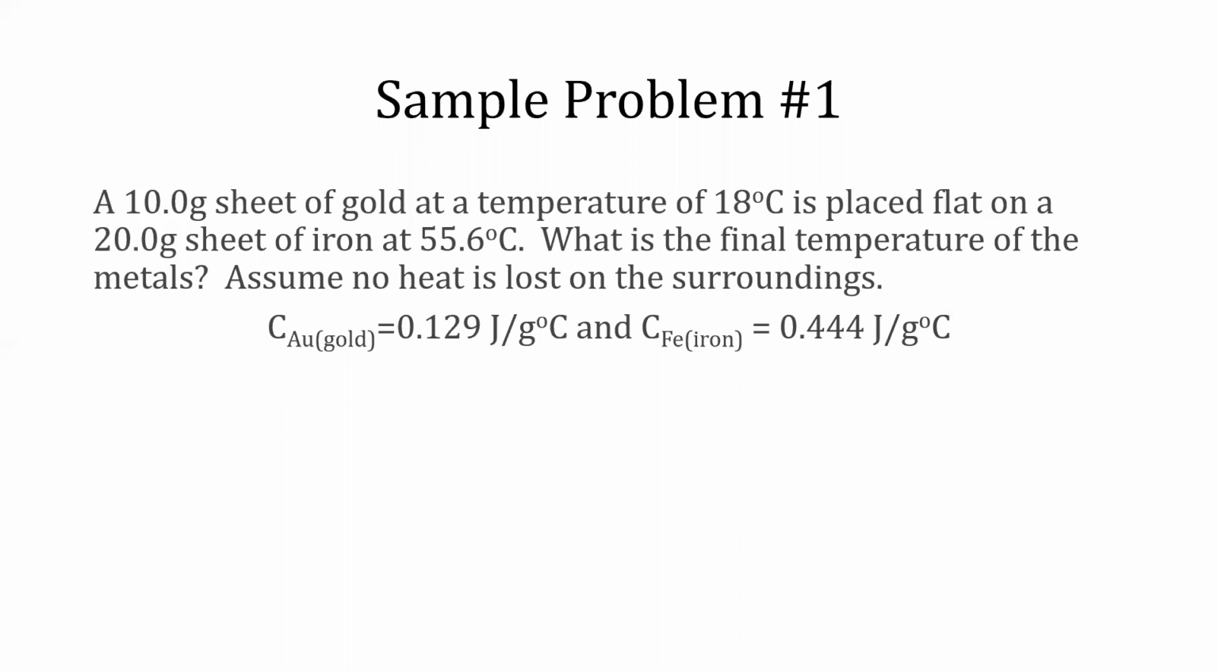Sample problem 1: a 10-gram sheet of gold at a temperature of 18 C is placed flat on a 20-gram sheet of iron at 55.6 C. What is the final temperature of the metals? Assume no heat is lost to the surroundings. Specific heat of gold is 0.129 J per g°C, and the specific heat of iron is 0.444 J per g°C.